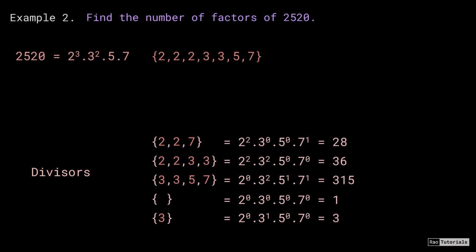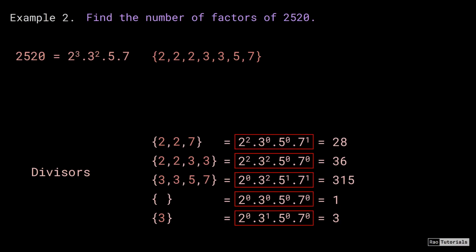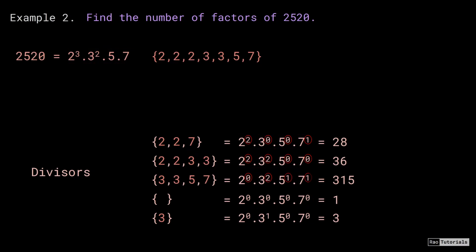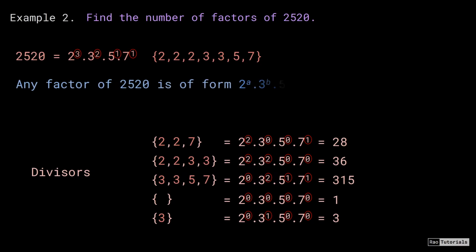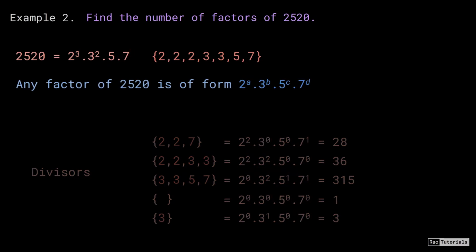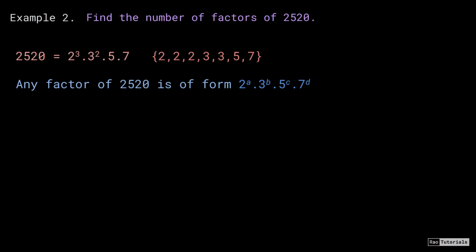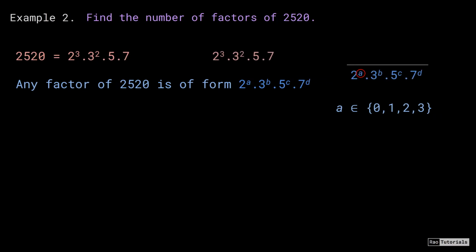Observe that each of these divisors is formed from the same prime factors that the dividend has, and also that the power of these prime factors does not exceed the number that they have in the dividend. So we can say that any factor of 2520 is of the form 2 to the power a, 3 to the power b, 5 to the power c, 7 to the power d, where a ranges from 0 to 3, as the power of 2 in the divisor cannot exceed the power of 2 in the dividend.